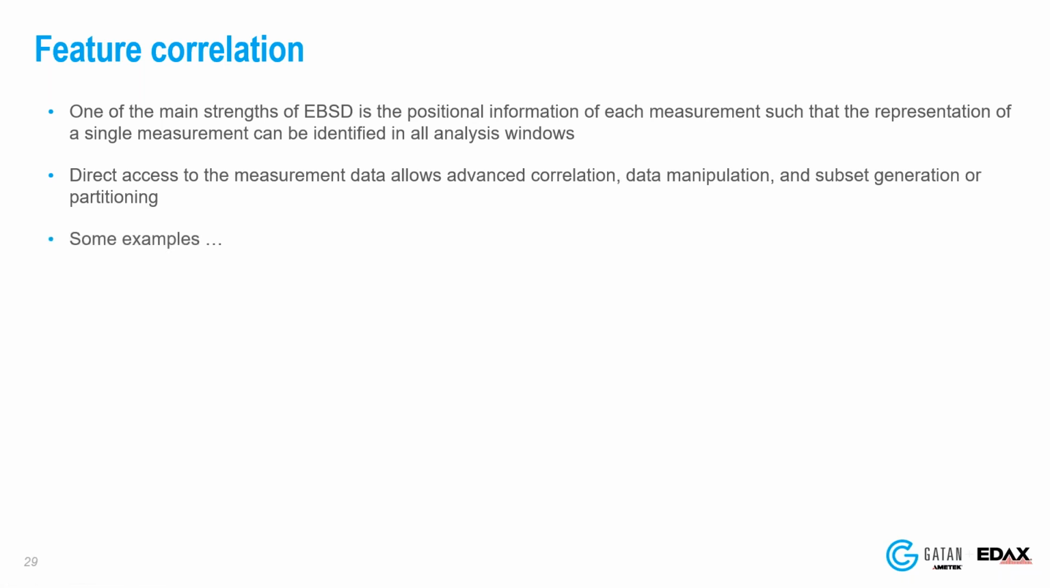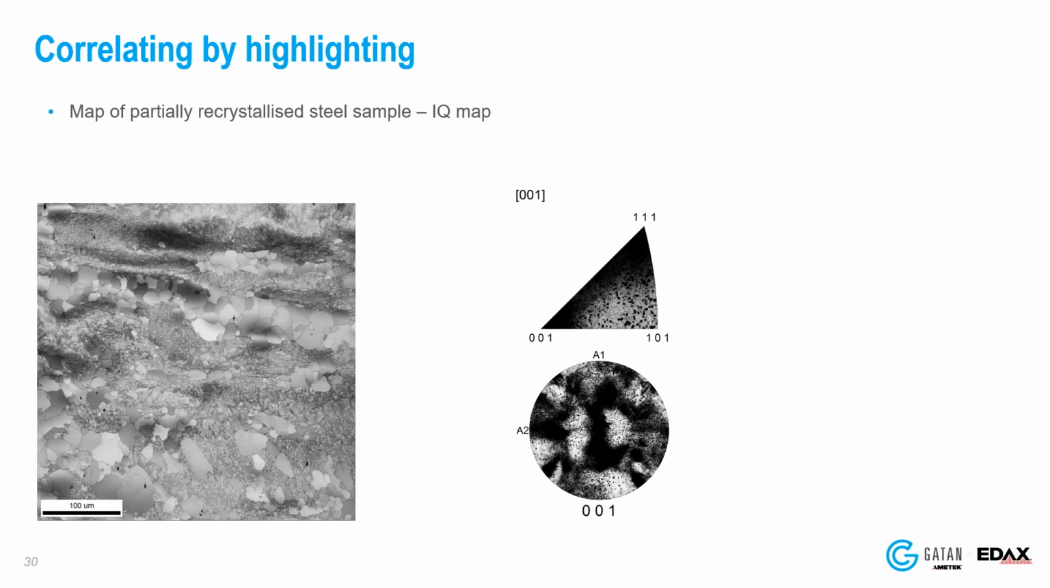And I have some examples for that, what OIM analysis allows you to do. The first one here is correlation by highlighting. So here I have, again, a recrystallized steel sample, an IQ map. By eye, we can recognize where the recrystallized grains are. Those are those larger, nicely smooth grains. And in between, these areas with a lot of substructure, that's deformed.